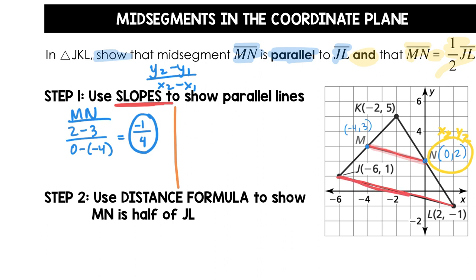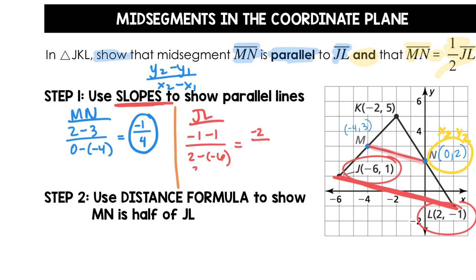So we're going to find the slope of this line because those are supposed to be parallel. And they actually gave us the coordinates for those, right? So we can just use those two coordinates. So the slope of JL, let's see, it would be -1 minus 1 over 2 minus -6, which would give us -2 on the top. This is like 2 plus 6, right? Which is 8. And that does reduce to -1/4. So we've just shown that the lines are parallel. And that's all that we have to show, right? We just have to make sure that the slopes are exactly the same.